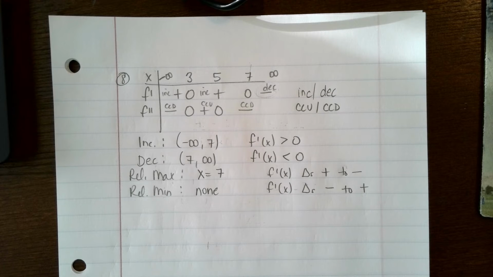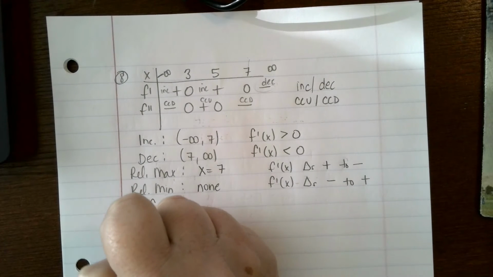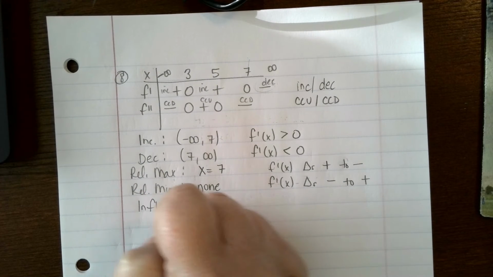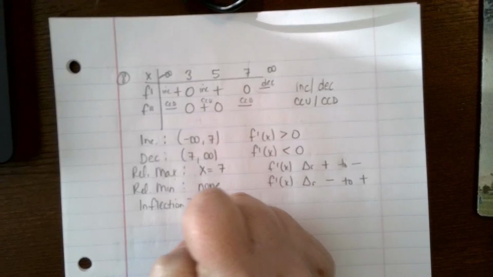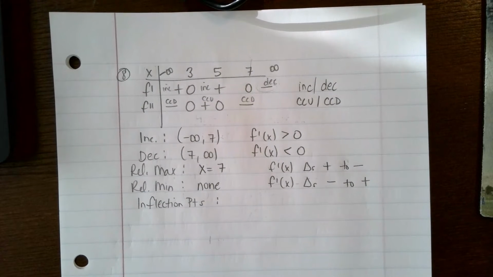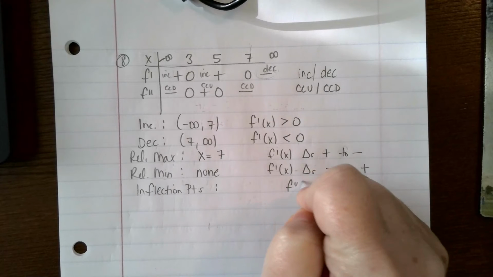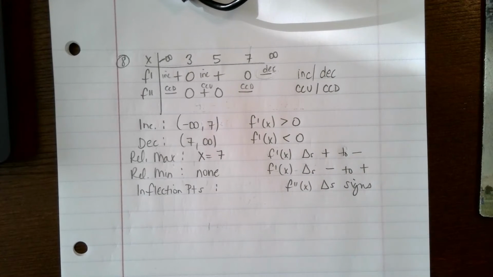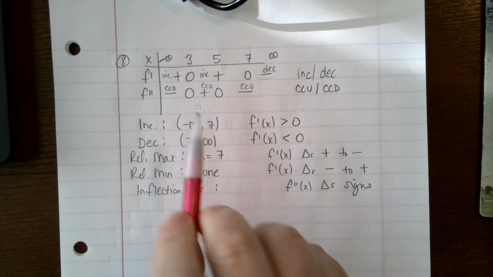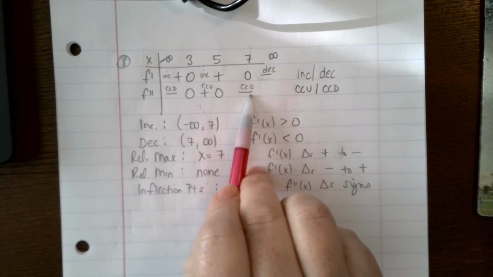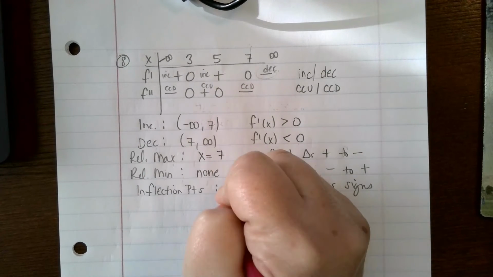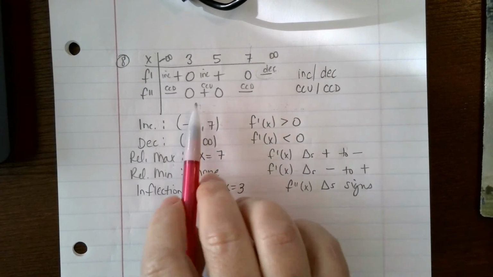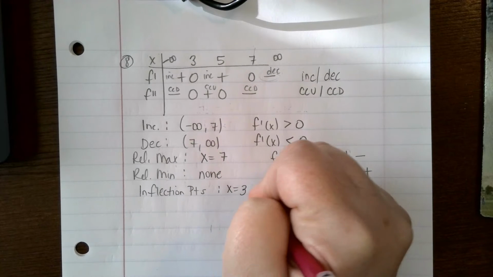The next thing I want to do is find my inflection points. Now, inflection points are where you change concavity. So where the second derivative changes signs. Now, I don't care which direction it changes the signs in, I just care that it changes signs. So we go negative, positive, negative. So we changed signs right here at x equals 3, and we changed signs right here at x equals 5.